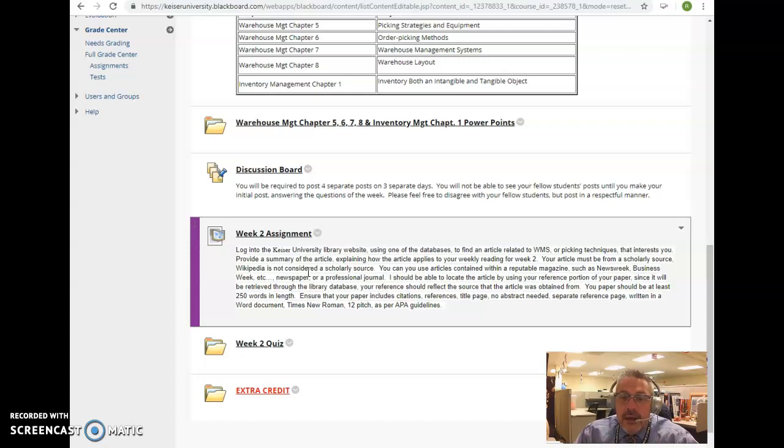Like I said, your paper should be at least 250 words in length. Ensure that your paper includes citations, references, title page. There is no abstract needed. Separate reference page, written in a Word document, Times New Roman, 12 pitch, as per APA guidelines. So just find an article on the warehouse management system or picking techniques, whichever you choose. Maybe you want to choose both, I don't know. That piques your interest, and then provide a summary about that article, and then write it up within APA guidelines.